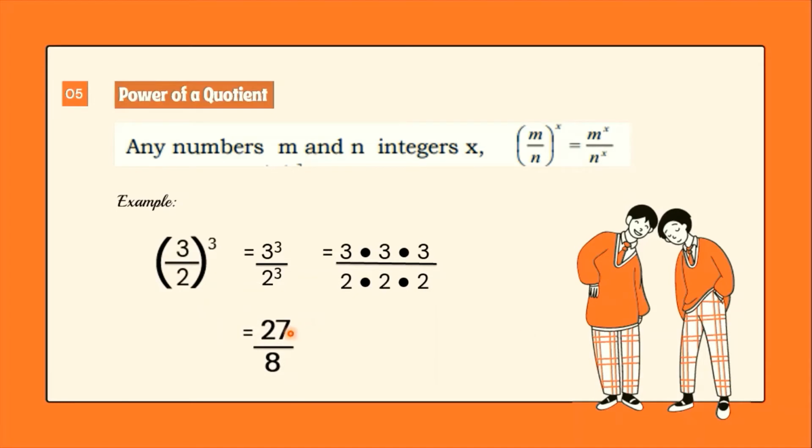27 is from 3 times 3 times 3. And 8 is from 2 times 2 times 2. So, pwedeng ito na yung ating final answer since hindi na natin ito masisimplify pa. Wala silang GCF. Kaya ito na yung ating sagot. Or pwede rin naman natin i-perform yung operation. We can divide 27 by 8. Ang magiging sagot natin ay decimal number or 3.375. Any of the two ay pwede nating maging sagot.